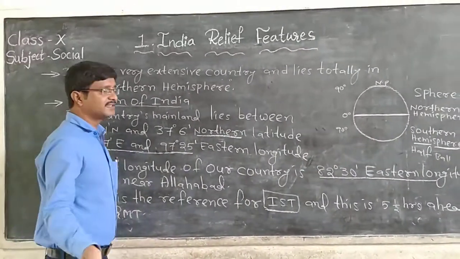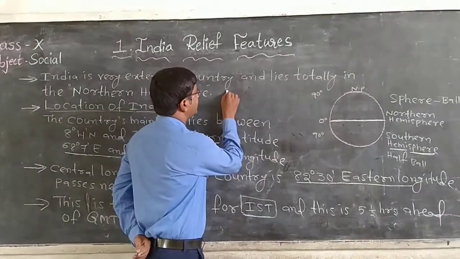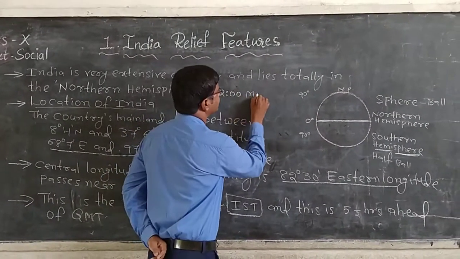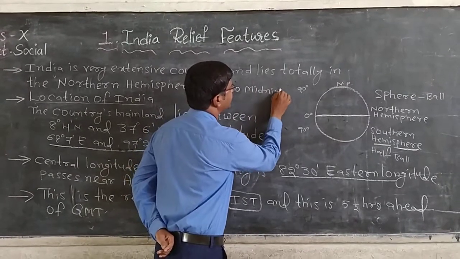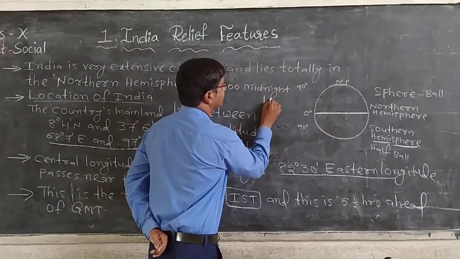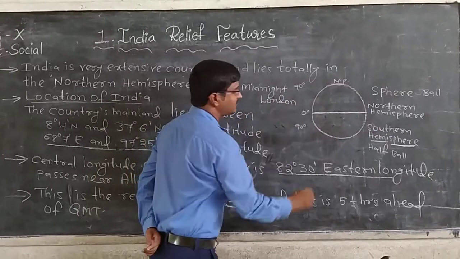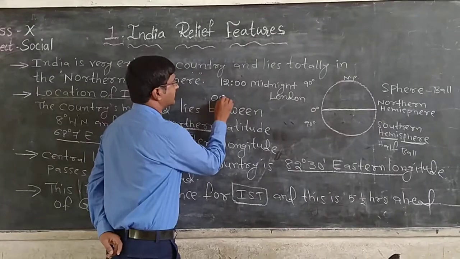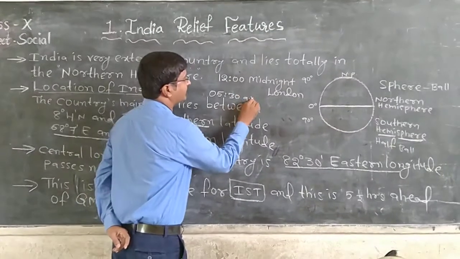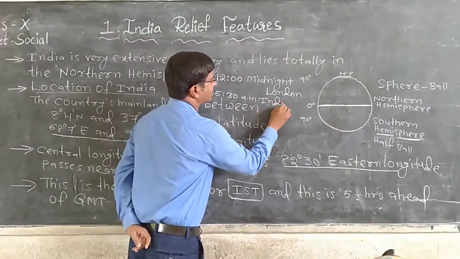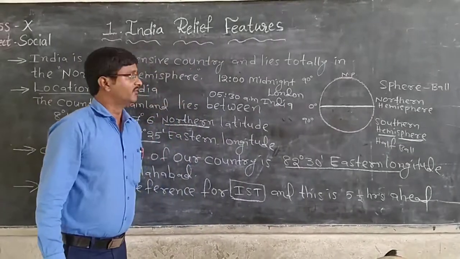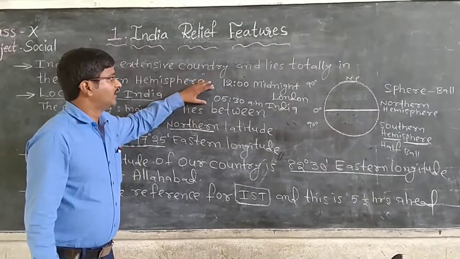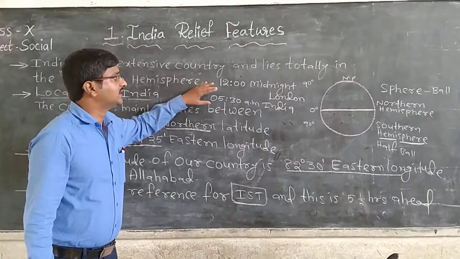It means, for example, if the time is 12 midnight in London, what is the time in India? In our country, the time is 5:30 a.m. It means whenever the time is 12 midnight in London, in our country the time is 5:30 a.m.